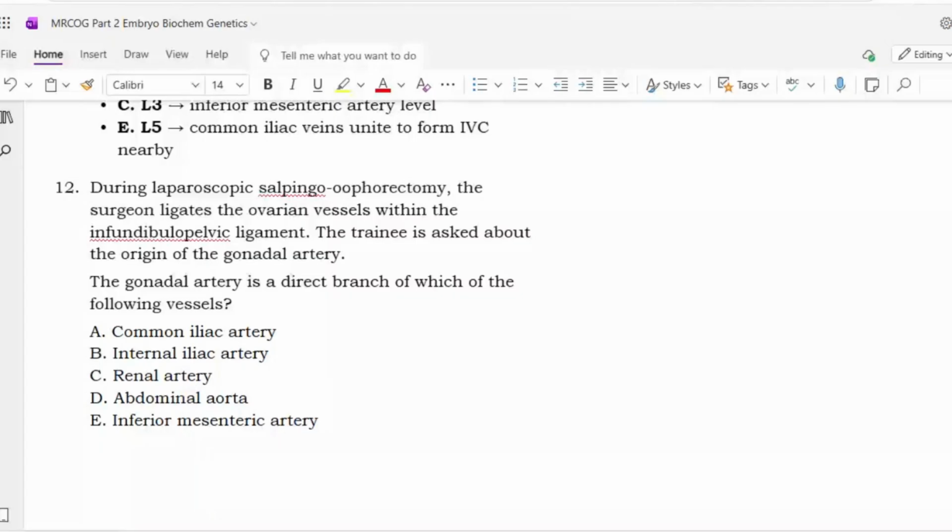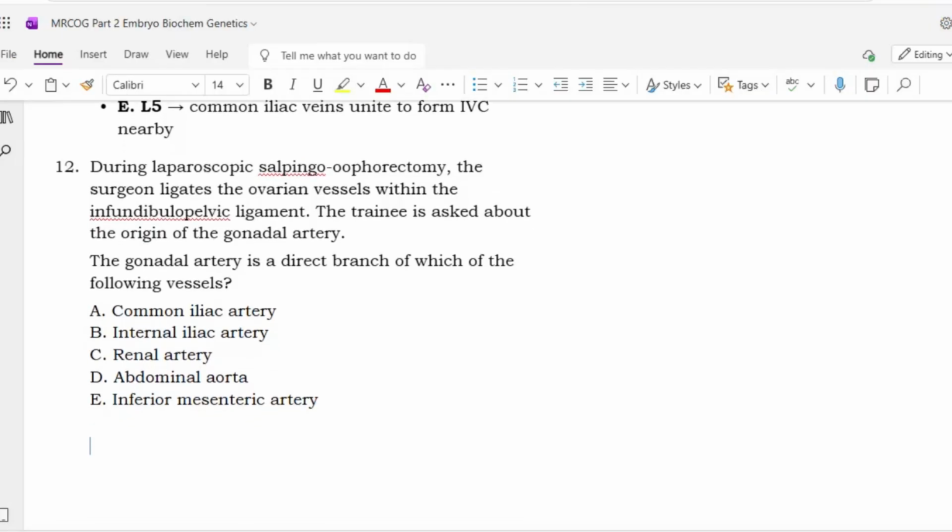Next. During laparoscopic salpingo-oophorectomy, the surgeon ligates the ovarian vessels within the infundibulopelvic ligament. The trainees ask about the origin of the gonadal artery. The gonadal artery is a direct branch of which of the following vessels? Common iliac artery, internal iliac artery, renal artery, abdominal aorta, inferior mesenteric artery. Sir, option D, abdominal aorta.